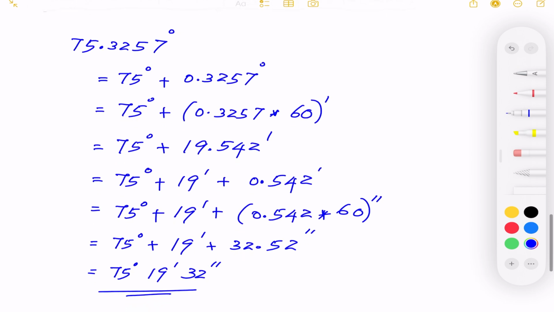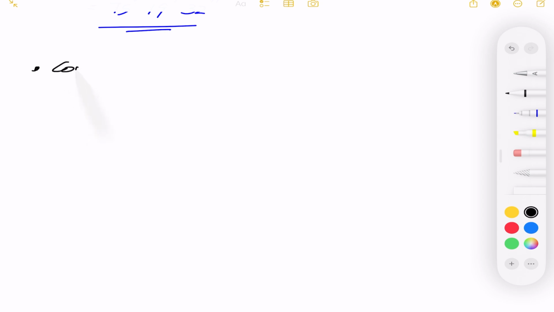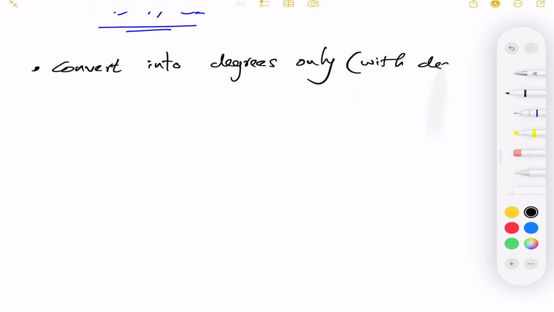So here what we did was we converted a degree measure with decimals into degrees, minutes, and seconds. We can do the backward calculation as well, which means if we are given a question with degrees, minutes, and seconds, it can be converted back into degrees only, maybe with decimals. All right, let's do that. We need to convert into degrees only, maybe with decimals.